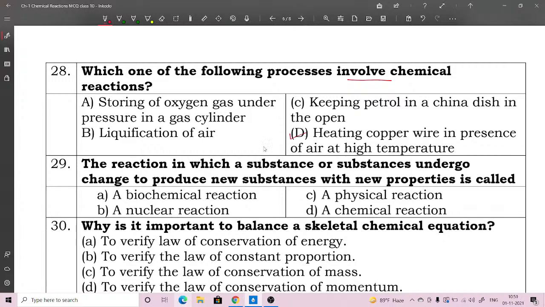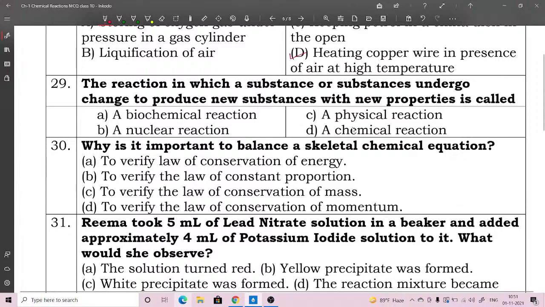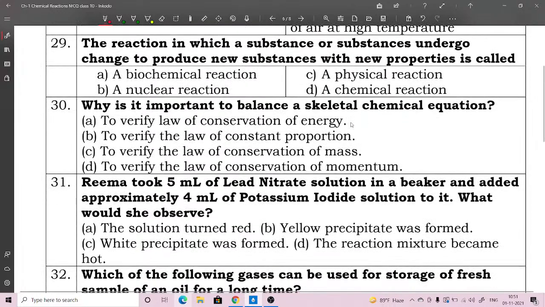Option D. The reaction in which a substance or substances undergo change to produce a new substance with new properties is called: A, biochemical reaction, B, nuclear reaction, C, physical reaction, or D, chemical reaction. We know that when a new substance is formed, it's a type of chemical reaction.